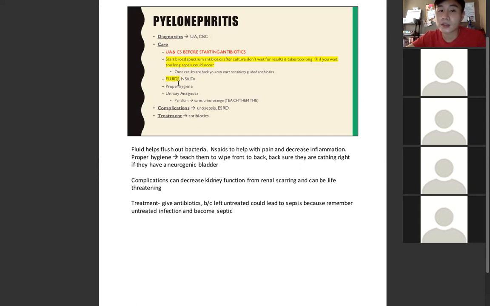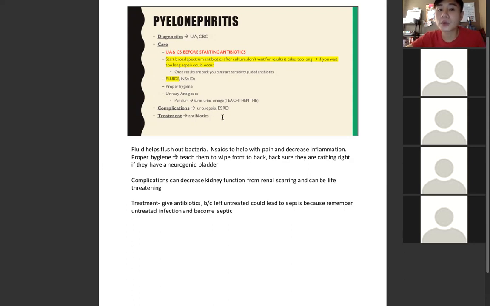Fluids and NSAIDs. Remember, we give fluid when the patient is in the diuresis phase. We don't give it if the patient is in the oliguric phase. Now, NSAIDs, again, aspirin and ibuprofen. Proper hygiene. Urinary analgesics include Pyridium, which turns urine orange. We need to teach them this. Pyridium is a medication a lot of women with UTIs use because it helps decrease the pain. However, it has a side effect of turning the urine orange, so we need to teach them this so that they don't freak out.